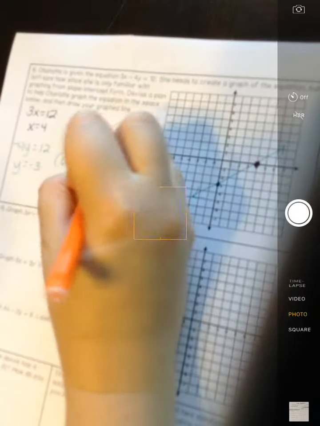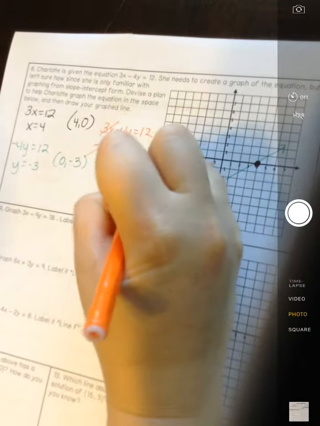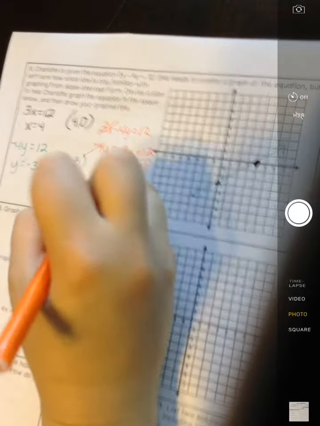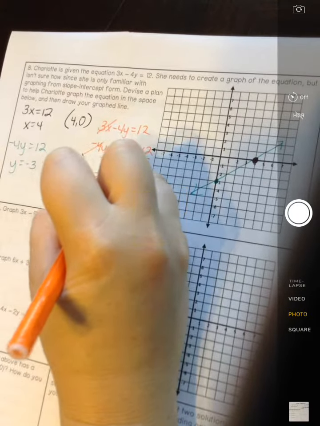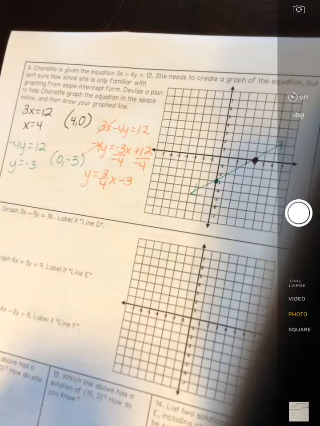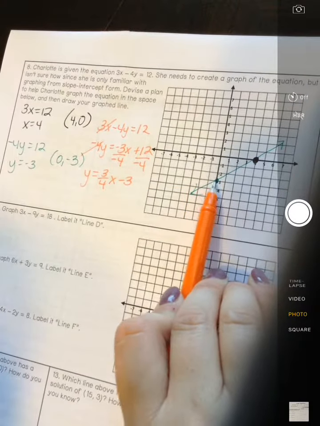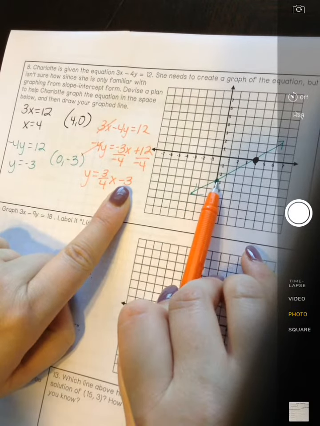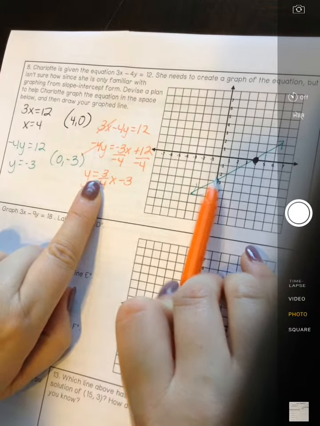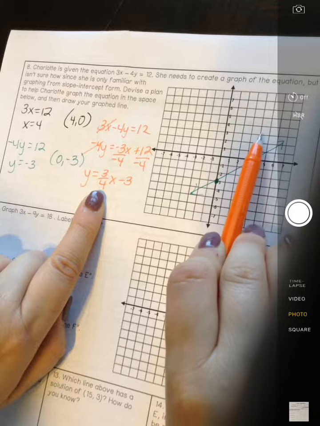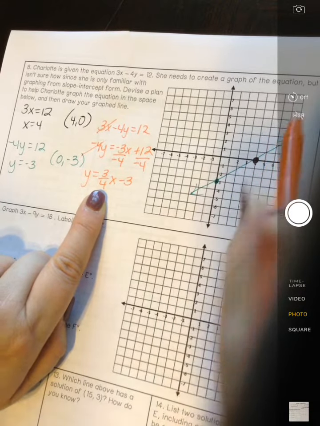And divide everything by negative 4. So I'd be left with y equals positive 3/4 x minus 3. If I were to plot, I would plot the negative 3 first, and then go up 1, 2, 3, 1, 2, 3, 4. If I kept going, 1, 2, 3, 1, 2, 3, 4.